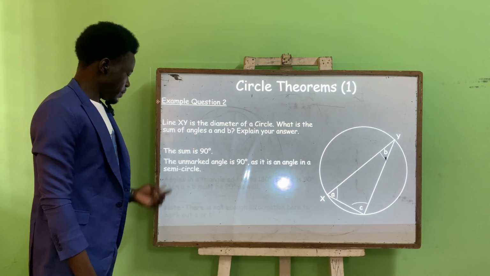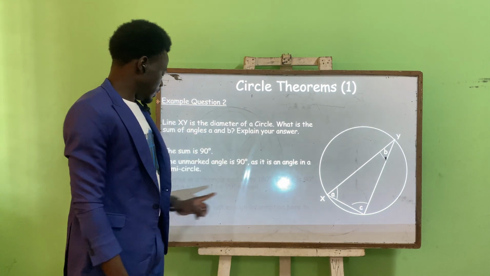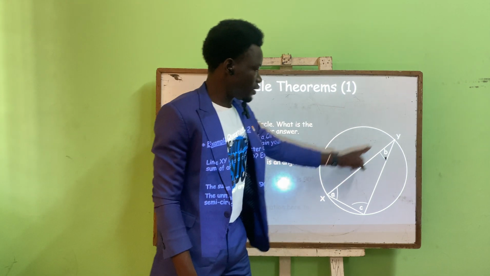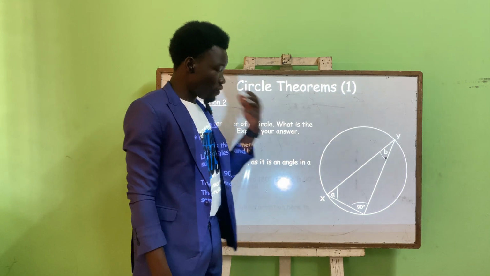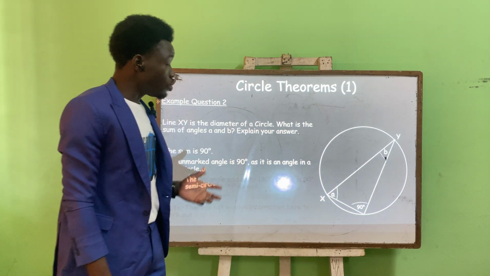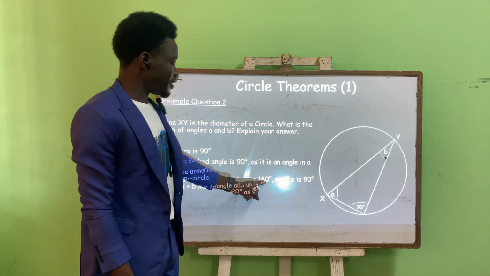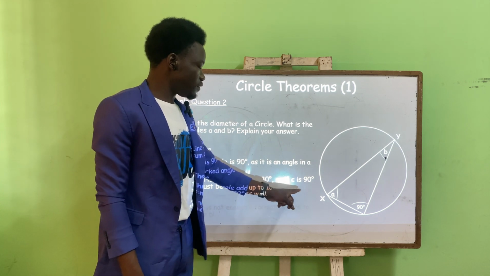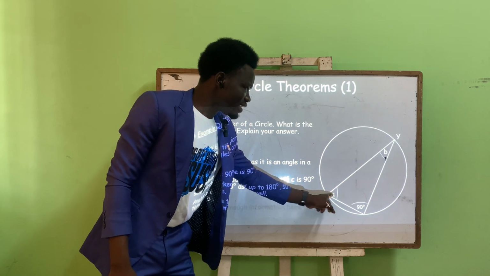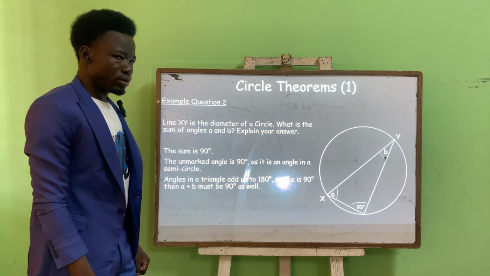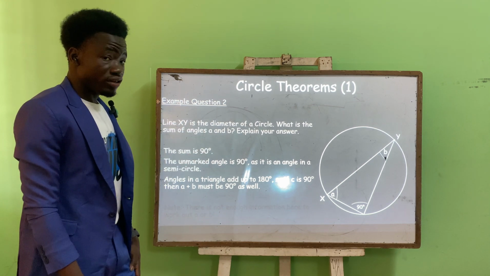So angle C, this unmarked angle, is 90 degrees, as it is an angle in a semicircle. So that angle here is 90 degrees. The sum of the two angles here will also be giving you 90 degrees. Angles in a triangle add up to 180. So if C is the angle here, you see, the angle subtended to the circumference is 90 degrees. Then it means that this and this will give what? 90 degrees. That is why we are saying that the sum of A and B is 90 degrees. Okay?